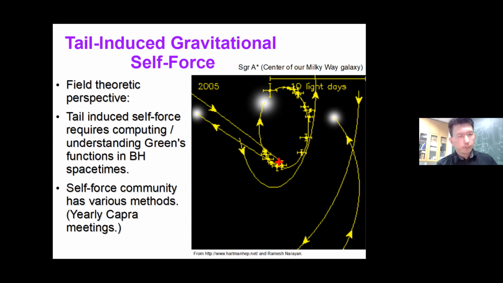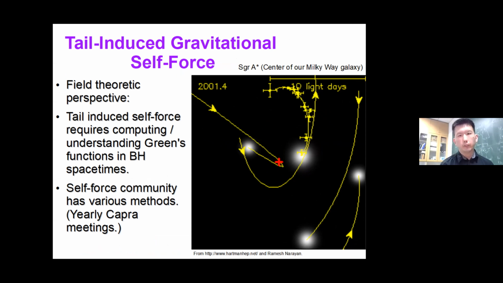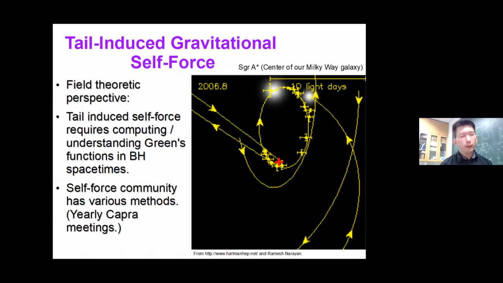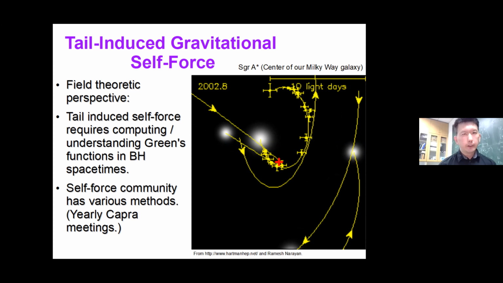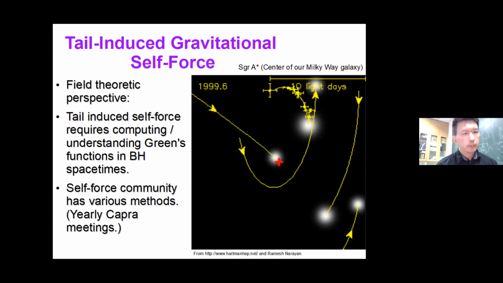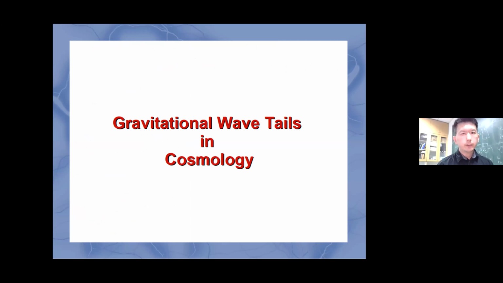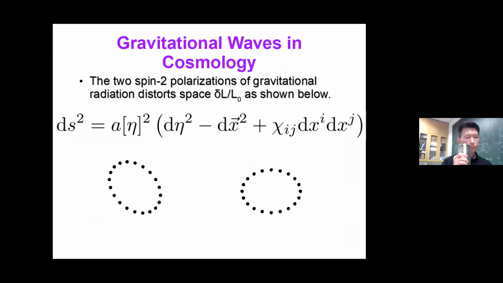From a field theory perspective, this tells us why it is so important to try to develop a deeper understanding of the properties of gravitational Green's functions, especially in black hole spacetimes. It's something that I hope to move my research towards over the next few years. But for now, let's talk about gravitational wave tails. Firstly, in the simpler context of cosmology, which is what I've been working on for the past few years.